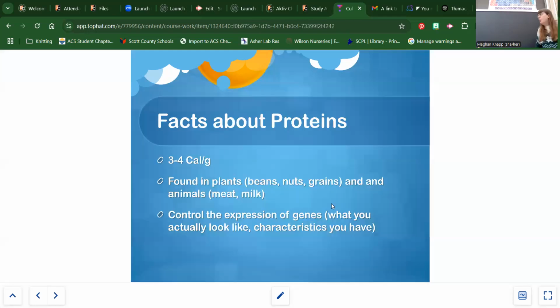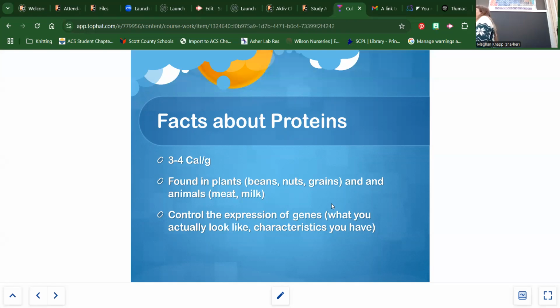All right, I said before that the fats are about 9 calories per gram. Proteins are between 3 and 4 calories per gram. Sometimes we estimate right around 3.5 calories per gram. So we think of these a lot as being in meat, but of course, everybody needs proteins, including vegans and vegetarians. And so there are a lot of plants that have proteins. So beans and nuts are really good sources of protein. Grains can be, but it depends on which part of the grain that you are eating.